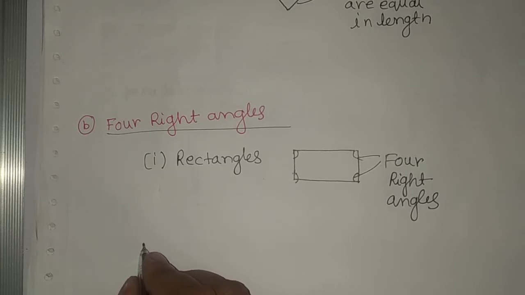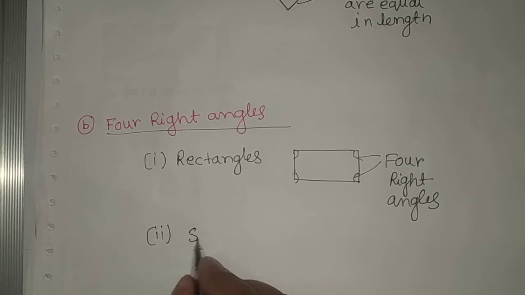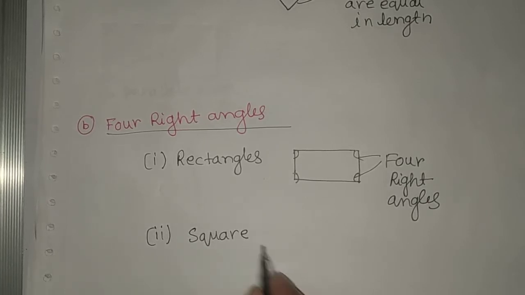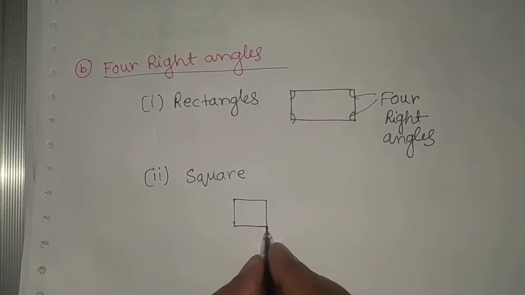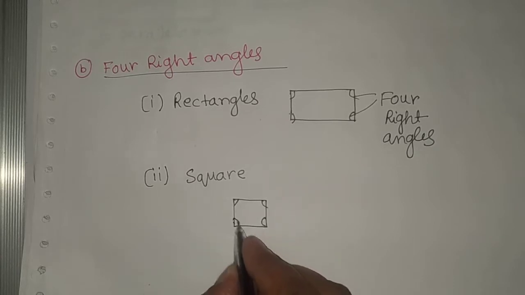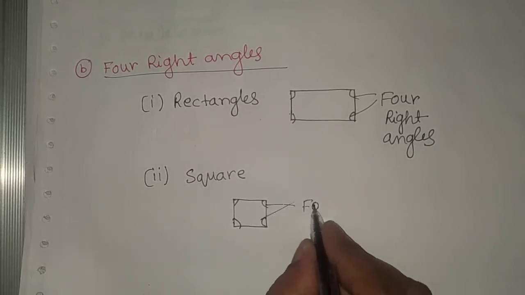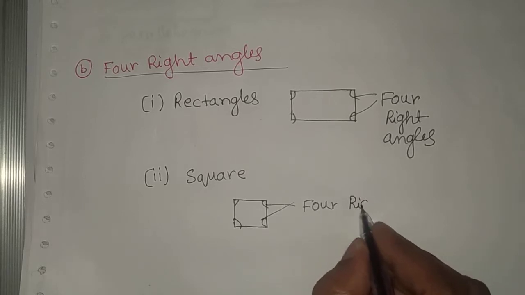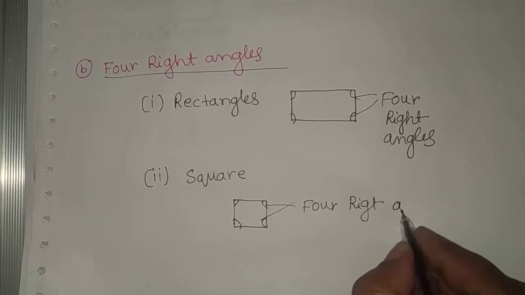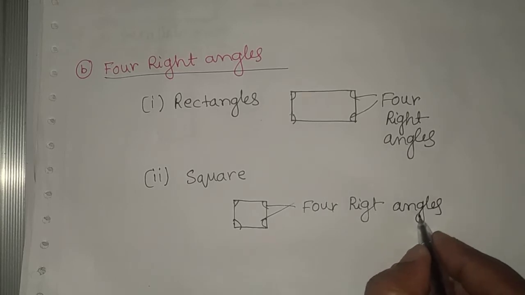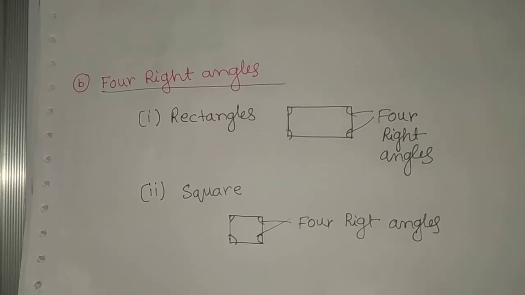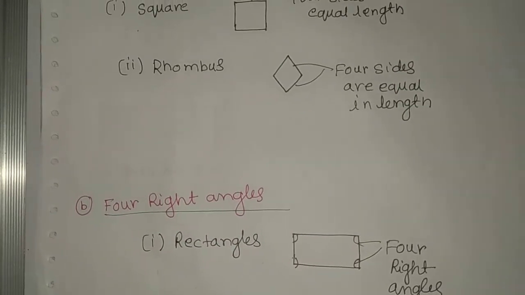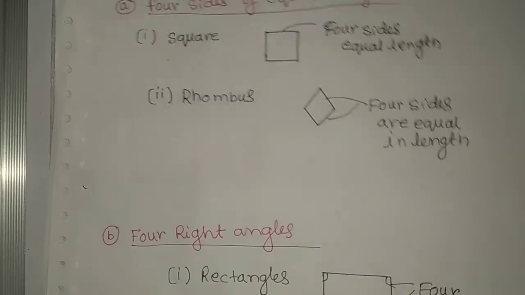Next one is, we can take square. Square is also a quadrilateral with the 4 right angles. See, 4 right angles. So this is the second question. So we had 4 quadrilaterals here, 2 in each question. So this is the second one. We move on to the third question.